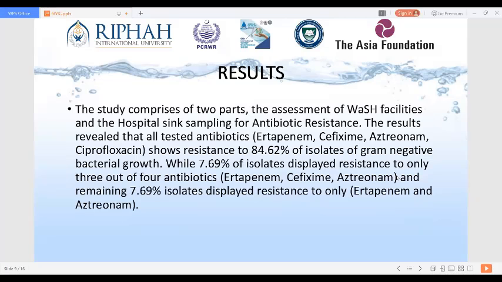84.62% of isolates of gram-negative bacterial growth from those 40 samples. While 7.69% of isolates displayed resistance to only 3 out of 4 antibiotics, and the remaining 7.69% isolates displayed resistance to only 2 antibiotics.